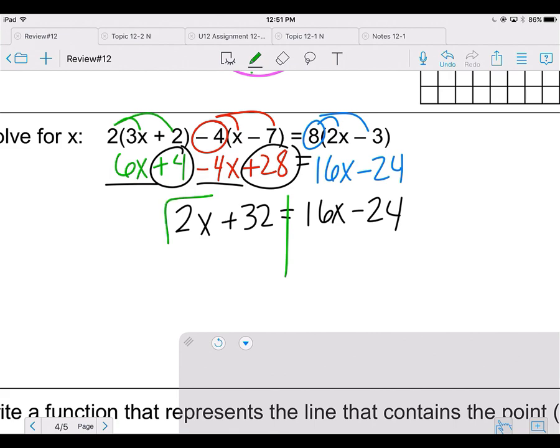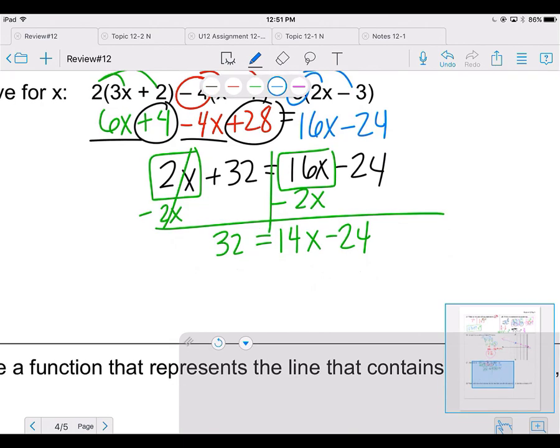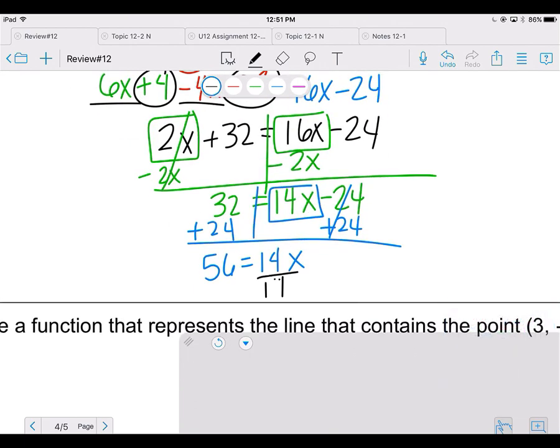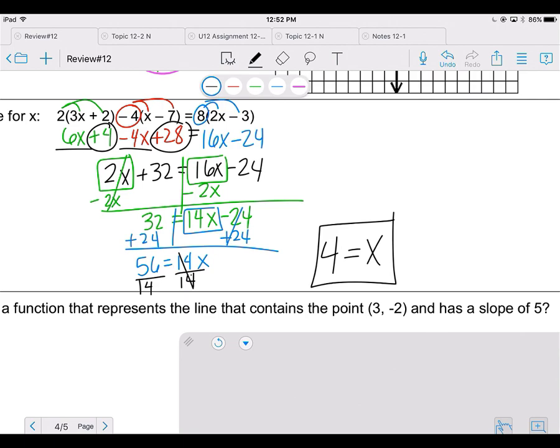I have x's over here and x's over here. I need to get them on the same side. So I move 2x to the other side. Remember, anytime you cross that equal sign, you have to do the opposite. Still trying to get x by itself, I move 24 to the other side. So 56 equals 14x. And I finish by dividing everything by 14 and get that x equals 4.